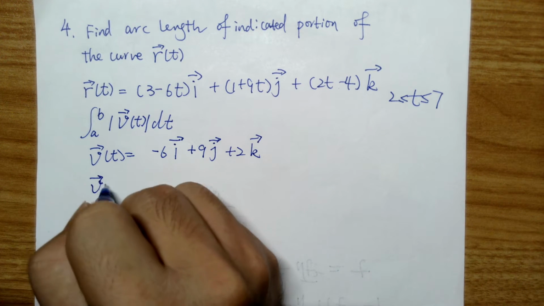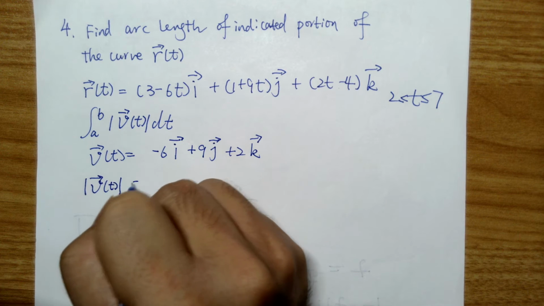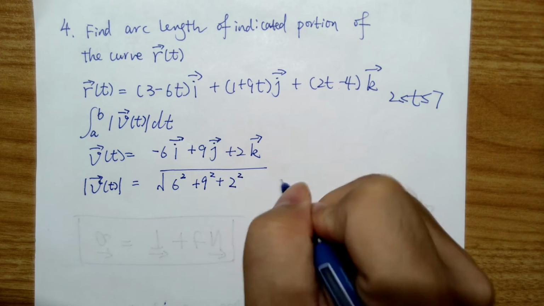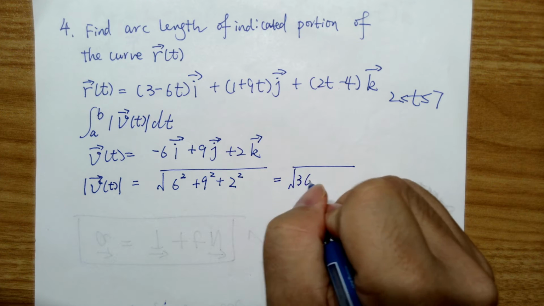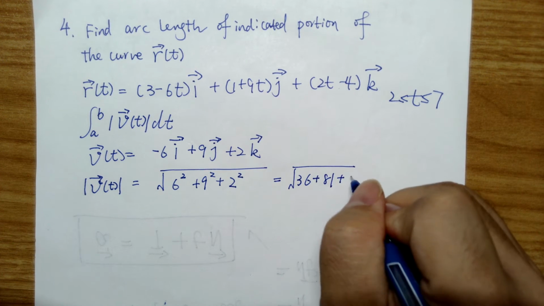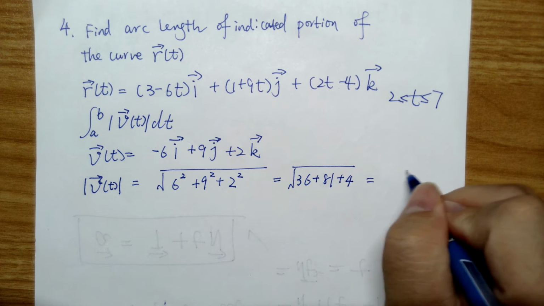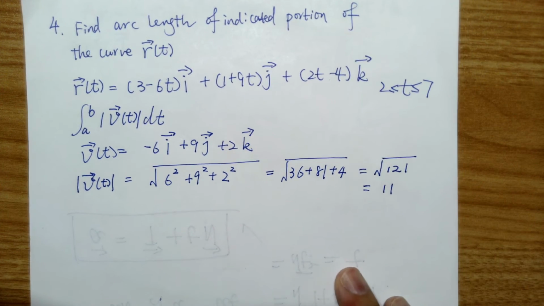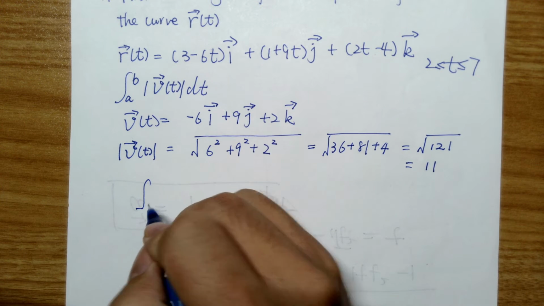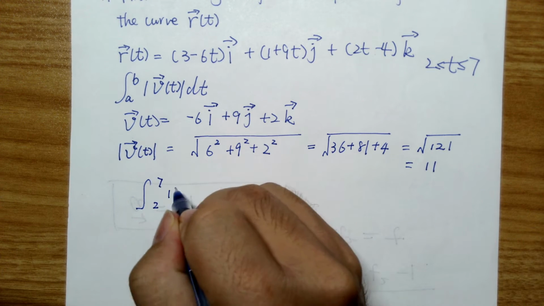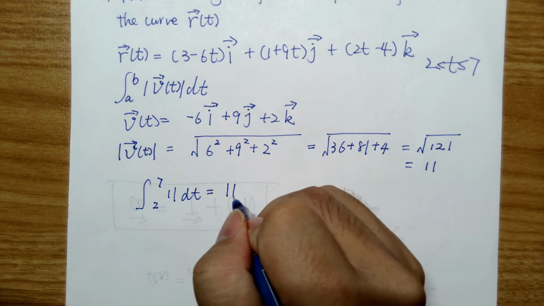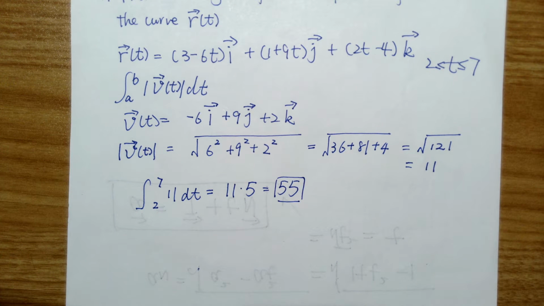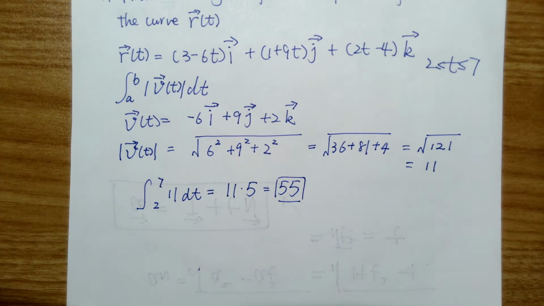And hence the speed, which is the magnitude, plus 4, right? So it's going to be the square root of 121, which is 11. Okay, so from 2 to 7, it becomes 7 to 11 times 5, which is 55. That's number 4.